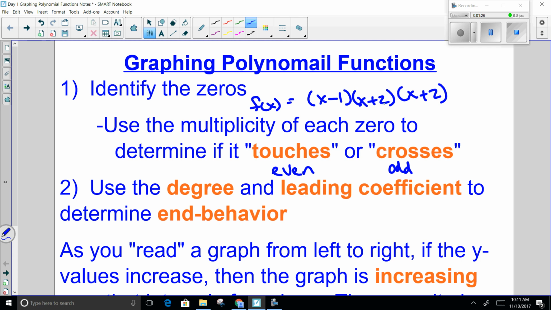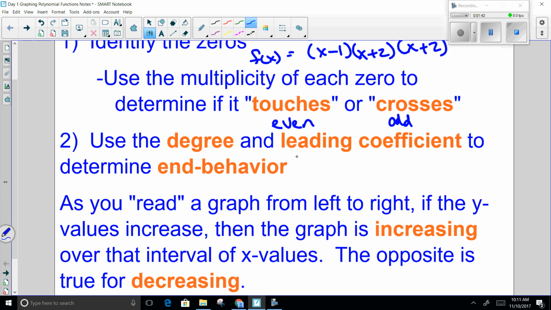Whereas x plus 2 and x plus 2, that's done an even number of times. There's 2 of them. That's an even number. Multiplicity is even. That means it's going to touch, or what I call bounce. And that means it hits the x-axis and goes back the same direction. Okay? We're also going to use the degree and the leading coefficient to determine end behavior.